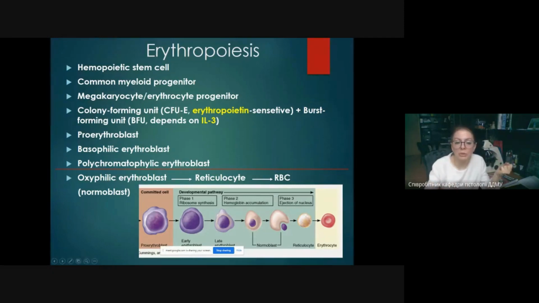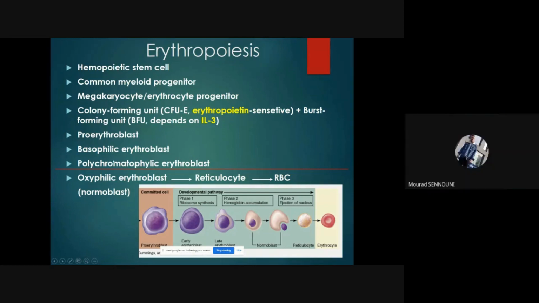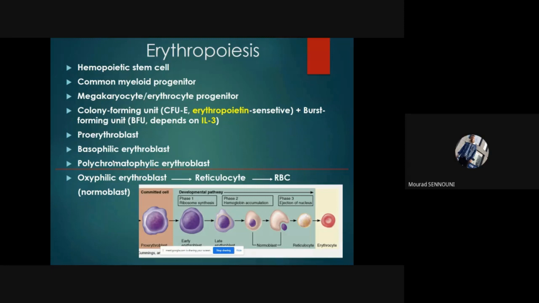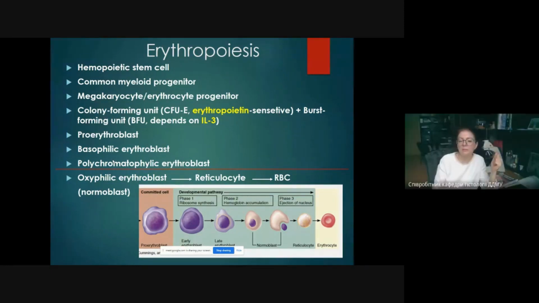Next stage is polychromatophilic. Poly means many, chromatos means color, philic means loving. Why are they polychromatophilic? Because what do they contain except RNA, except ribosomes? Basophilia and acidophilia, and they are filled with hemoglobin. Exactly. And they contain some ribosomes.